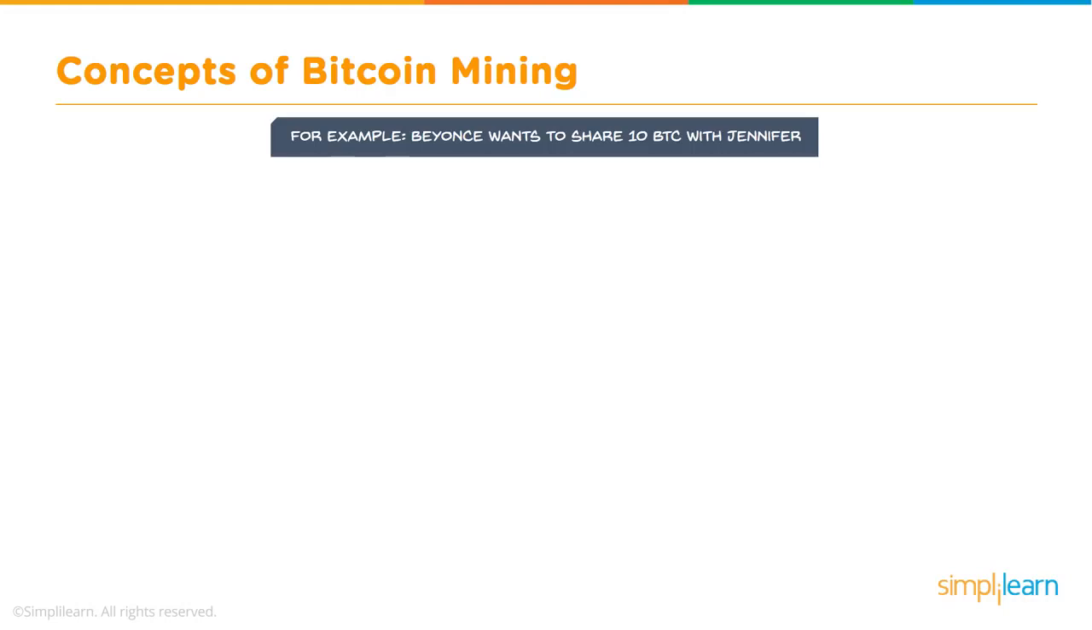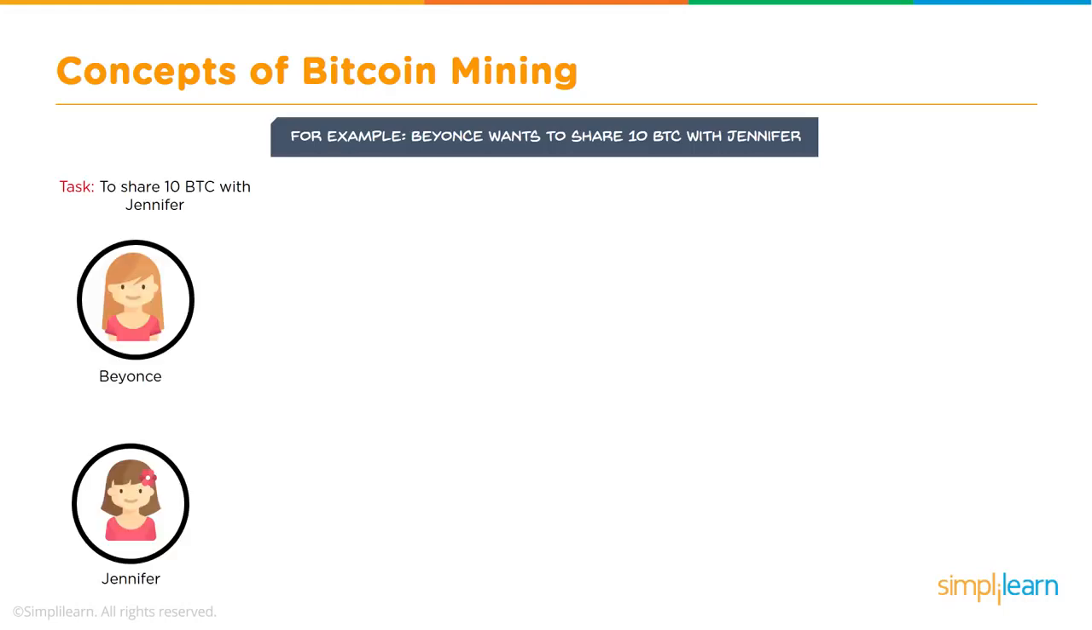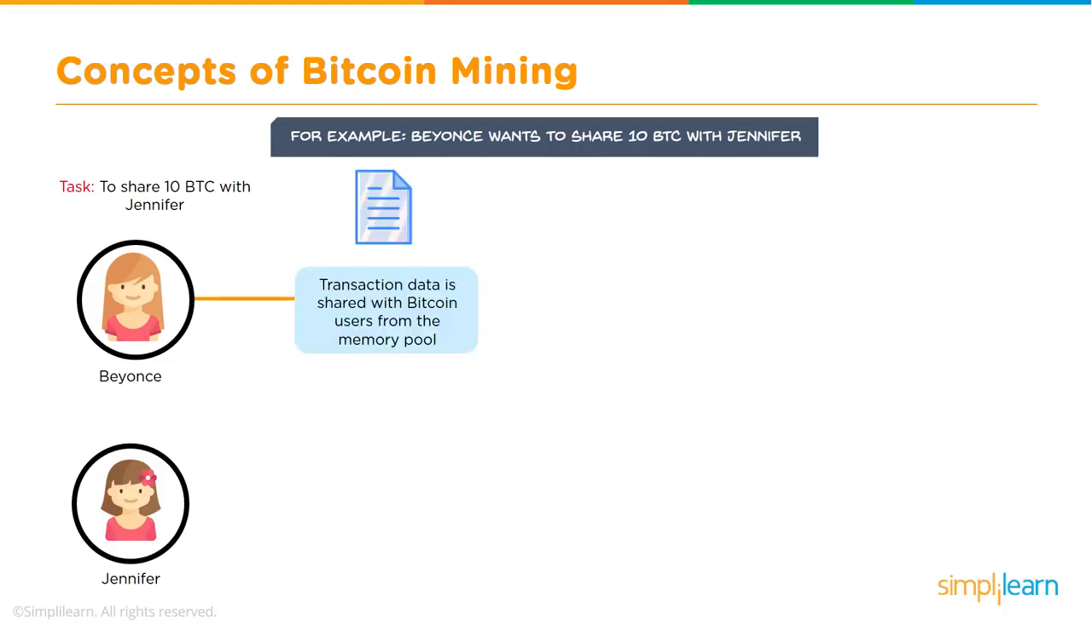Now let's take an example. So for example, Beyonce wants to share 10 Bitcoin with Jennifer. Now in order to do that, what will be the steps? So Beyonce's transaction data is shared with Bitcoin users, the miners, from the memory pool. The transaction goes and sits in a memory pool of unmined transactions.